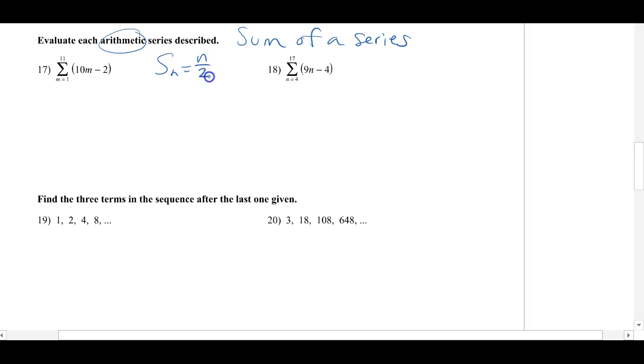And that one is n over 2 times a1 plus an. So I need to find the number of terms, the first term, and the last term in the sequence, or series.